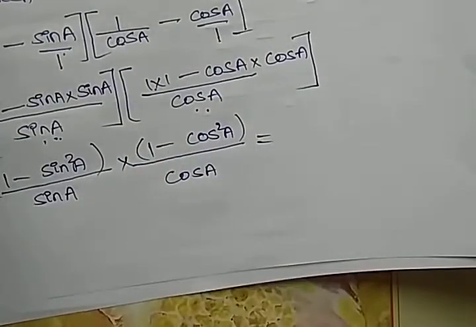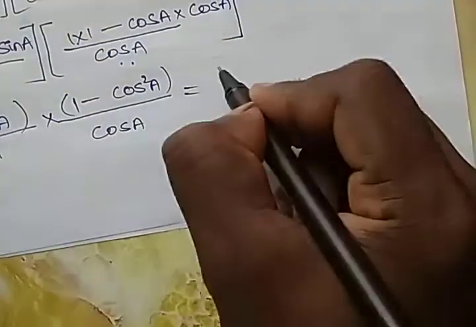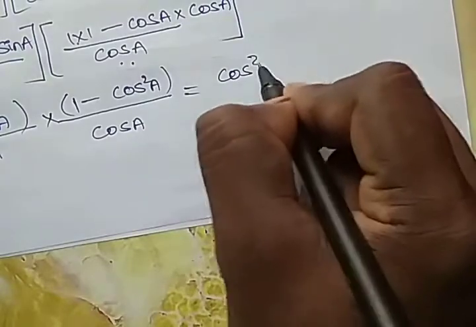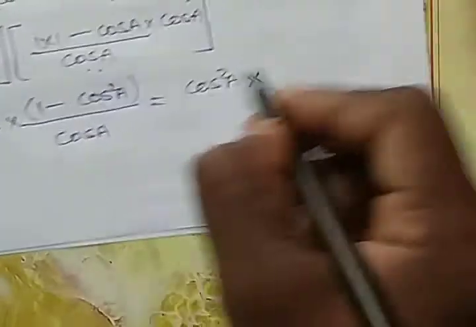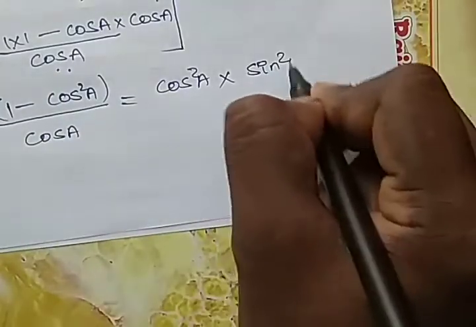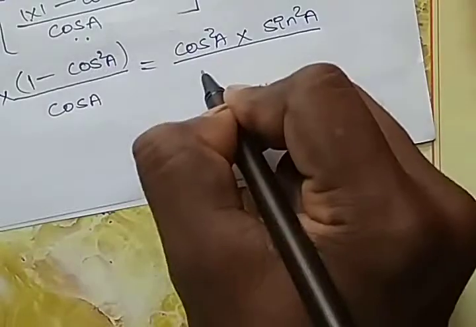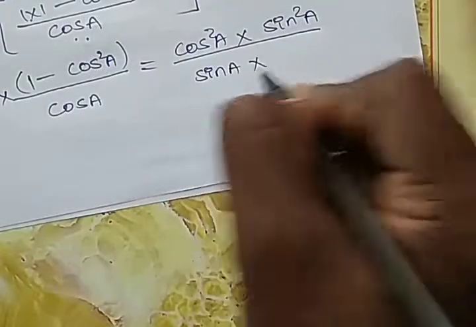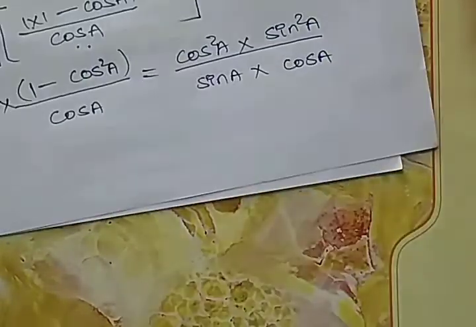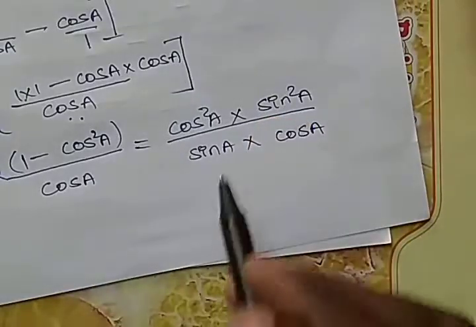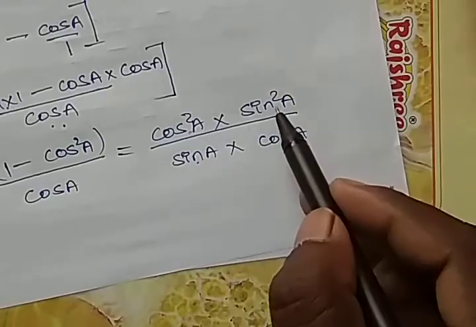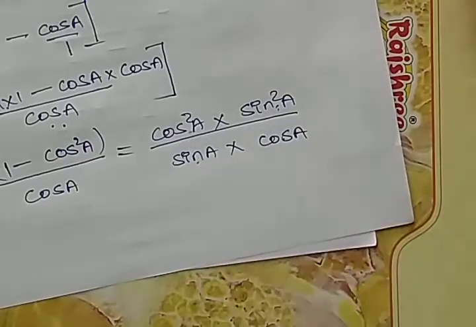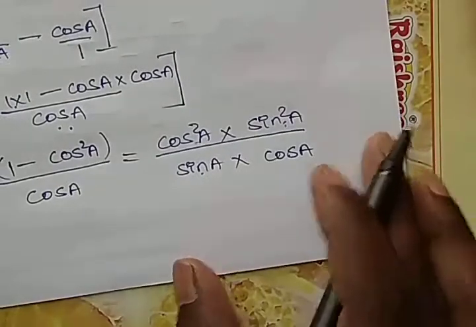which is equal to 1 minus sin square a is cos square a, into 1 minus cos square a is sin square a, whole by sin a into cos a. So here you can see that cos square a into sin square a, one sin and one sin cancel, one cos and one cos cancel.